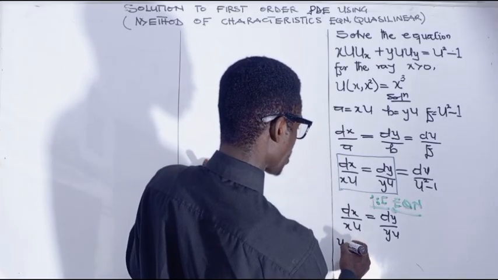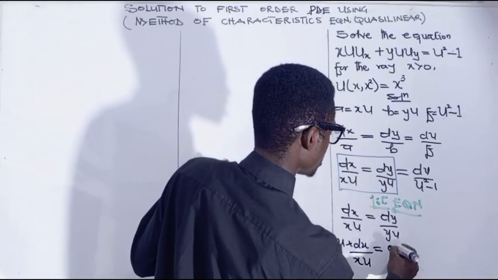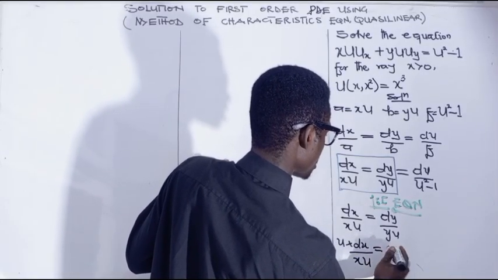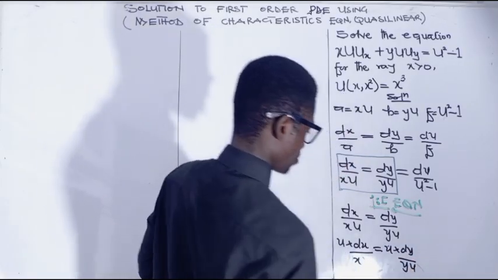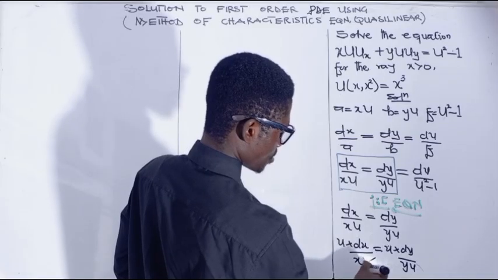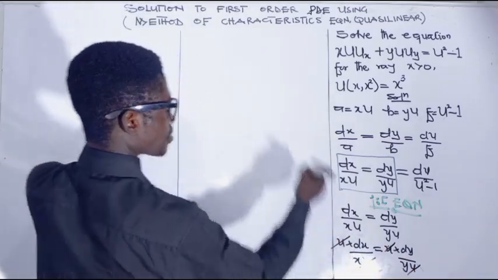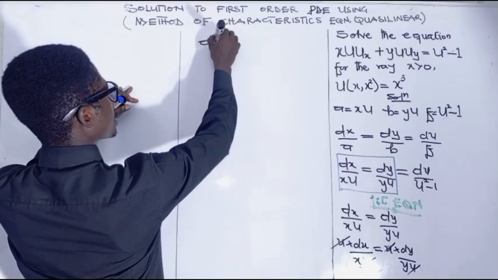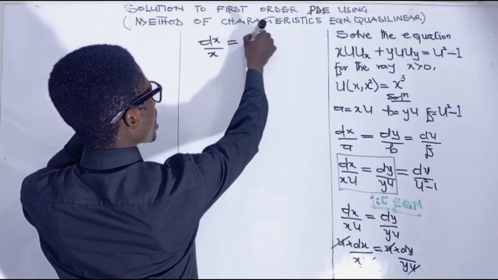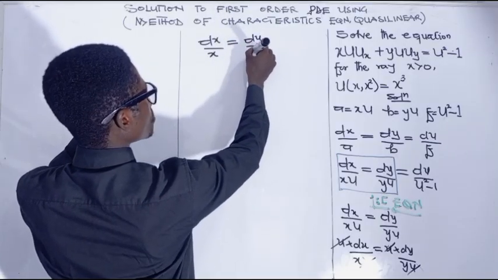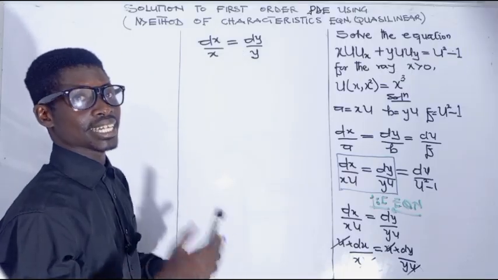So we have u times dx over x u is equal to u times dy over y u. So from here we can see that our u here will cancel the u here, and this u also cancels this u. So we are left with dx over x is equal to dy over y. So from this, you can see that we have separated the variables and we can just integrate.